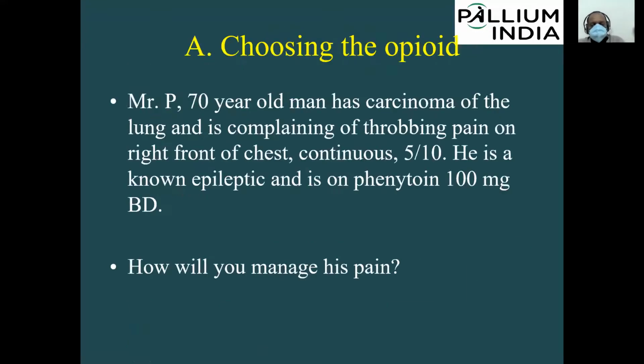Okay, so we will move on to another patient. This is a 70-year-old man with carcinoma of the lung and is complaining of throbbing pain on right front of chest, continuous 5/10. He is a non-epileptic and is on phenytoin 100 milligram BD. How will you manage his pain? Anybody?